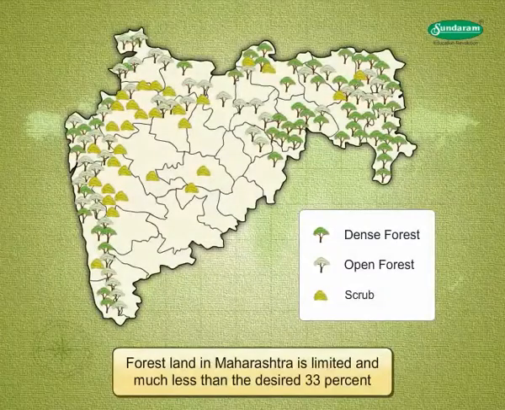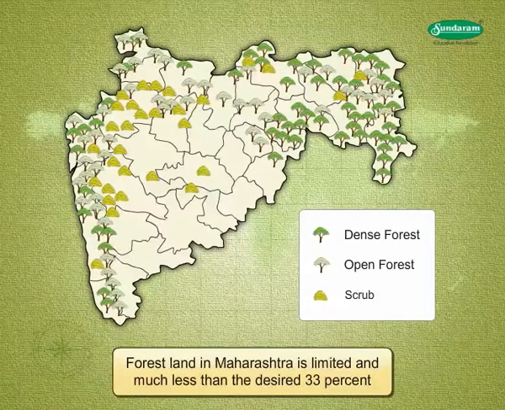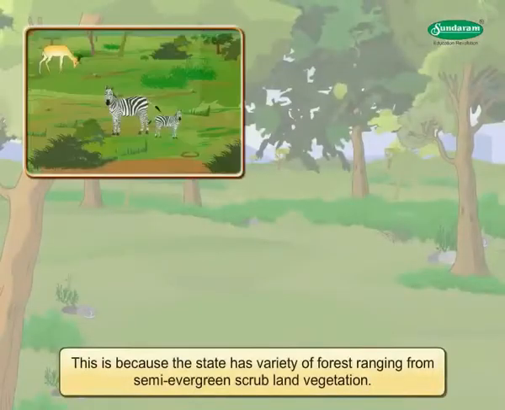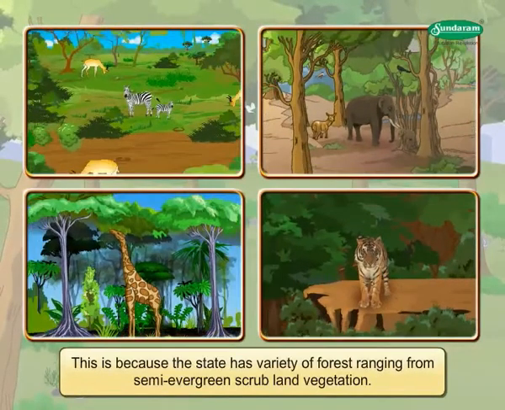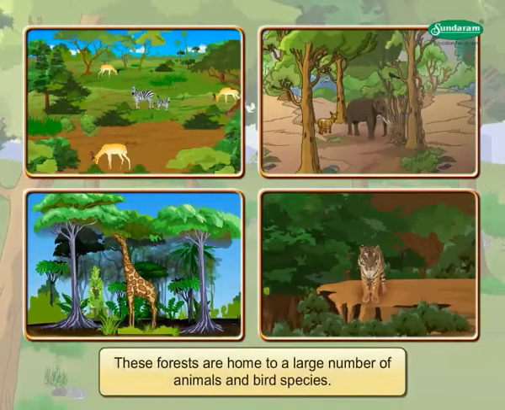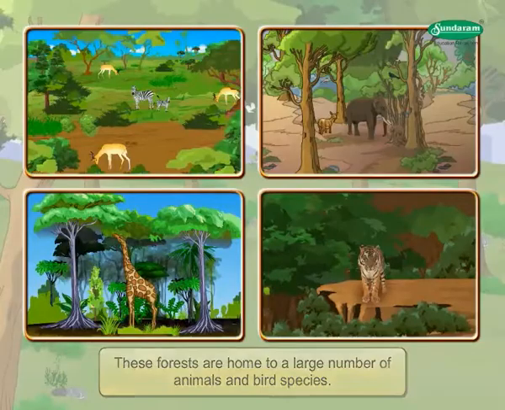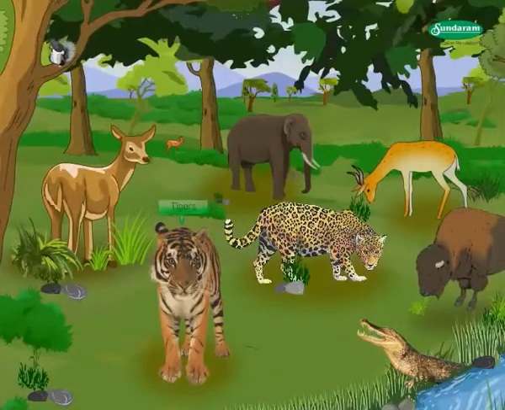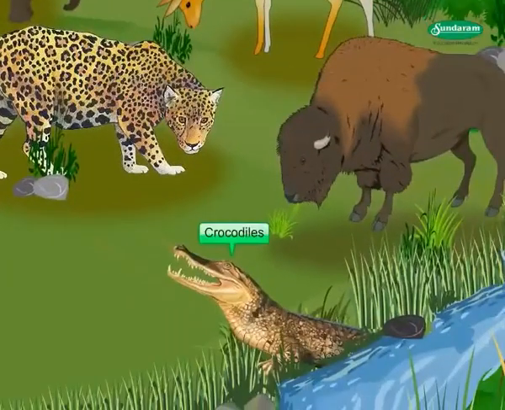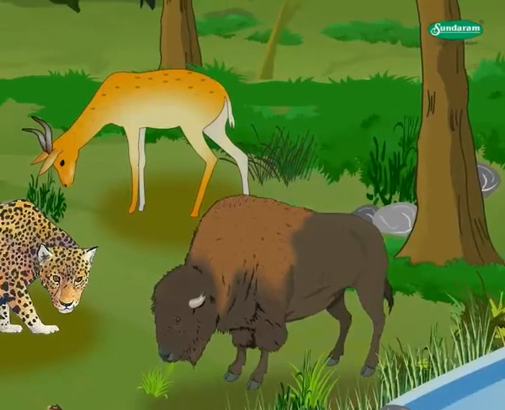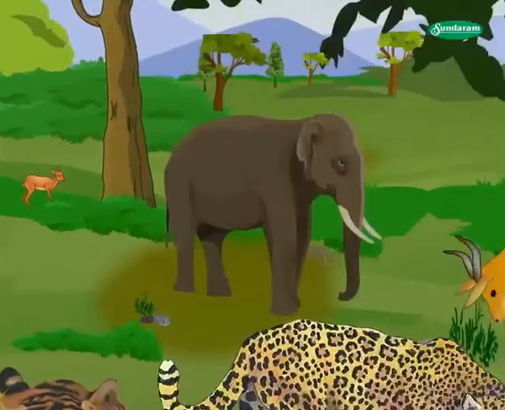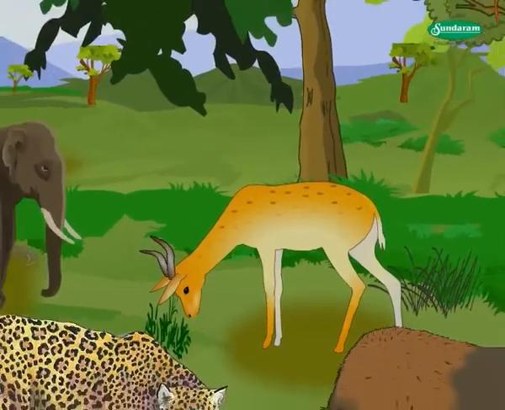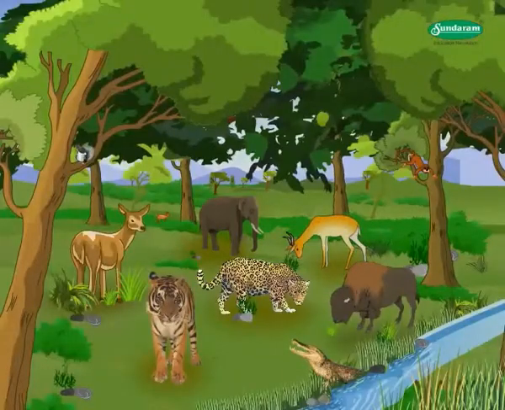Forest land in Maharashtra is limited and much less than the desired 33%. But it has wide spectrum of wildlife. This is because the state has variety of forest ranging from semi-evergreen scrubland vegetation. These forests are home to a large number of animals and bird species. Wild animals like tigers, leopards, crocodiles, bisons, elephants, nilgais, wild deer, etc. inhabit different forest lands in the state.